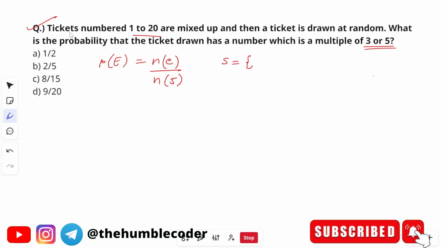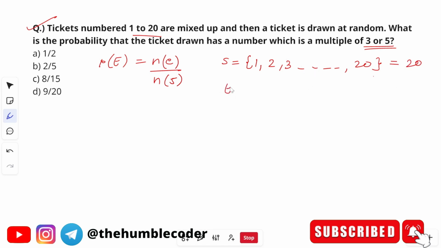Now what is the sample space going to be? It is told that tickets numbered from 1 to 20 are mixed up, and then one ticket is drawn at random. So if we have tickets numbered from 1 to 20, the sample space can be any number from 1, 2, 3 up till 20, right? Because we are given 20 tickets and we have to draw one. So the value of the sample space is going to be 20.